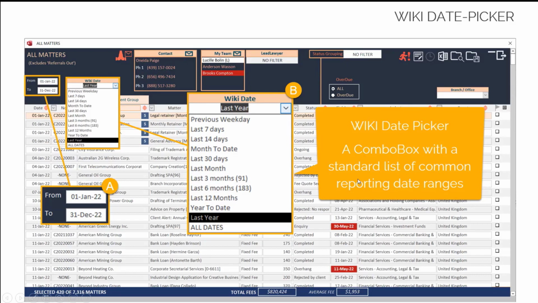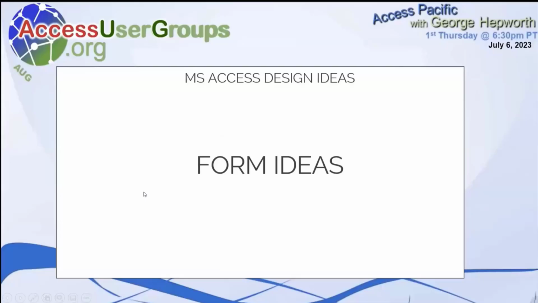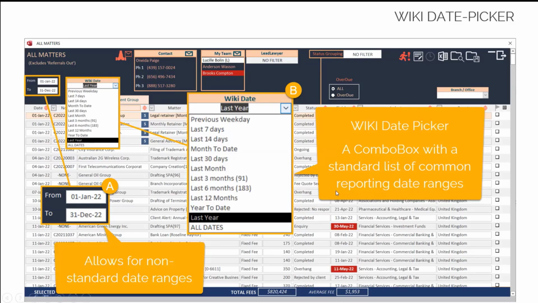So it's just a standard list of common reporting date ranges. And these ones allow us for non-standard date ranges. We use our custom date picker. So that's just one idea. When we select that, it's going to work out, based on today's date, what those date ranges are and populate this accordingly.